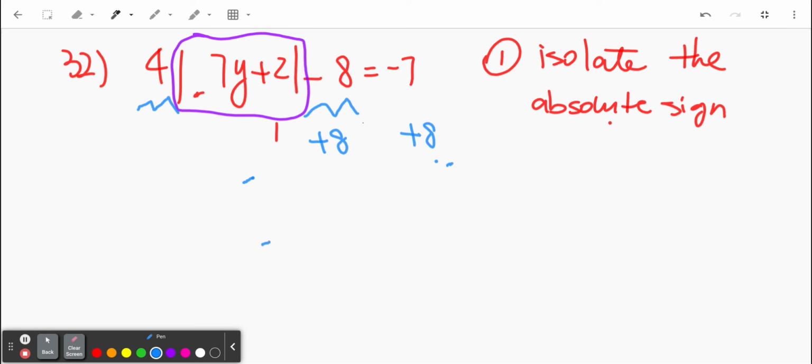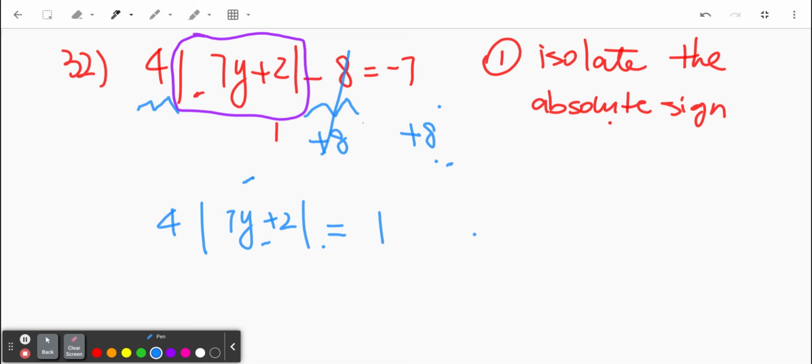So what you get is 4 absolute sign 7y plus 2 absolute sign equals positive 1. Positive 1. Holly, you know I'm recording, right? So is this still -7? That's -7, -7 plus 8 is a positive 1. She's asking for the absolute thing. Oh, it's a 7. It's not -7.